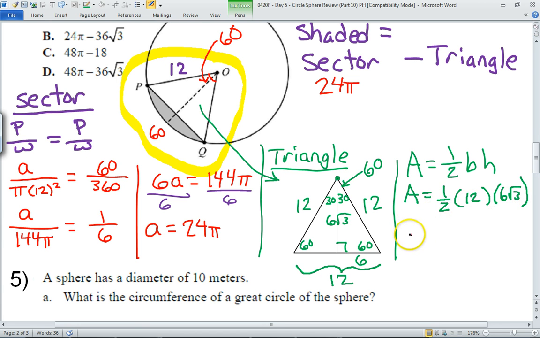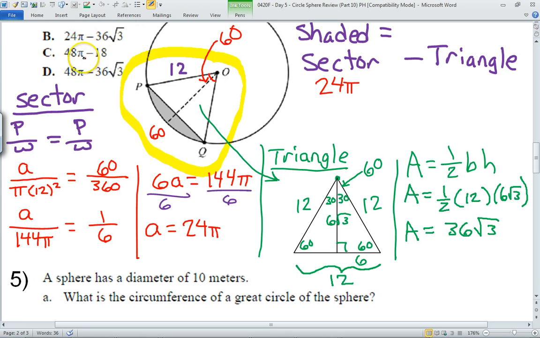I really don't want any decimals yet, and I'm afraid if I type all of this into my calculator I'm going to get a decimal. So you should be able to do this in your head. Save the radical 3, okay? Half of 12 is 6, and then 6 times 6 is 36. So this should be 36 radical 3. If you were going to use a calculator, you really should just type in the 1/2 times 12 times 6 part, and save the radical 3 so you don't just get a decimal.